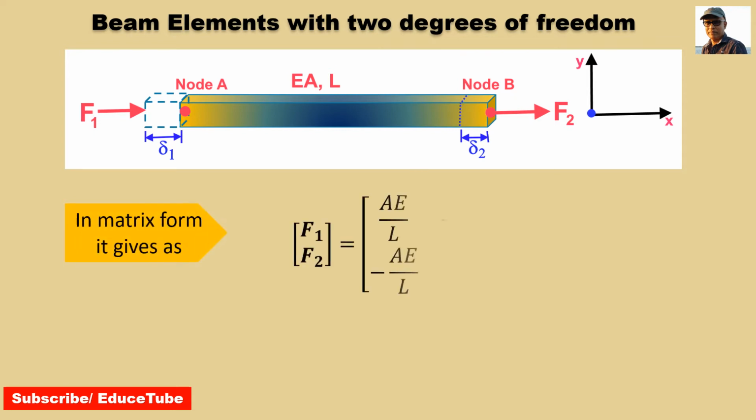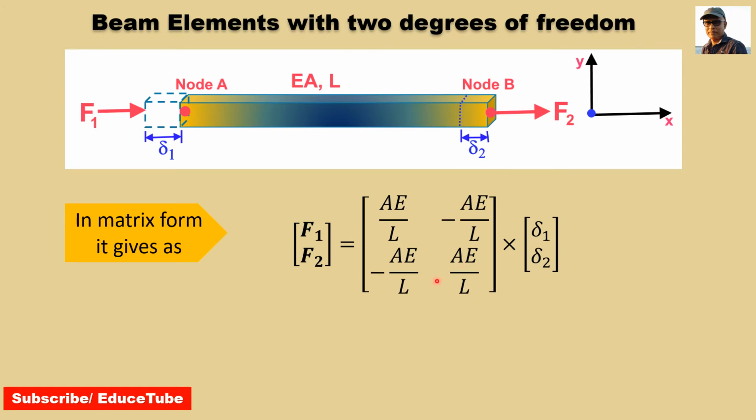In matrix form, it gives us this. Here, this is the force vector, the displacement vector. This is the stiffness matrix, 2 by 2. 2 degrees of freedom means our stiffness matrix will be 2 by 2. Already we understood this is the stiffness, stiffness, stiffness, stiffness, and they are all elements of the stiffness matrix. So there are 4 elements in this matrix.